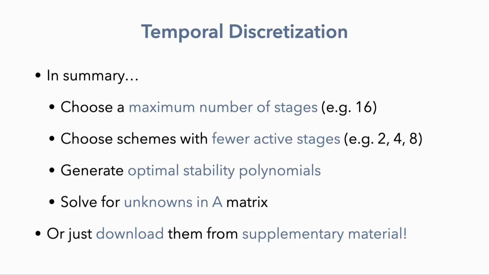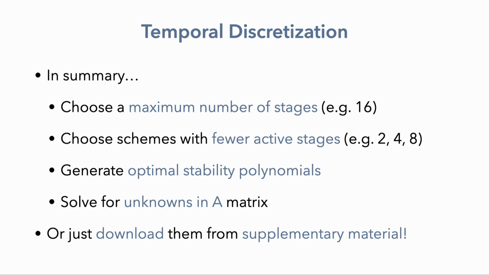So in summary, if you want to use P-ERK schemes, you basically choose the maximum number of stages that you want to use. So this is the number of active stages you're going to have in, let's say, the boundary layer. So as an example, you might choose 16 active stages in the boundary layer. And then you choose intermediate schemes with fewer active stages. So they still have 16 total stages, but let's say only 2, 4 and 8 stages where you evaluate the right-hand side. So the 16 active stages you're going to use in the boundary layer, 8 you're going to use in smaller elements, 4 you're going to be using in larger elements, and 2 you're going to use in, let's say, the largest elements in the domain.